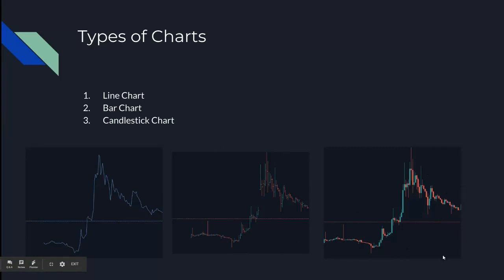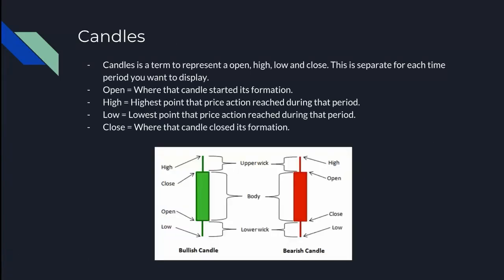Now, what kind of information can we get out of this? I'm sure you guys are like, what does this even mean? There's a whole bunch of lines and charts, and why are some really big and some really short? We'll get into that, so stick with me. Here we go. So, candles.